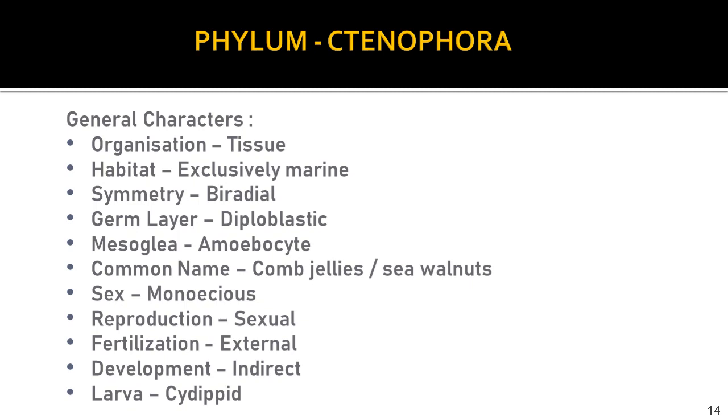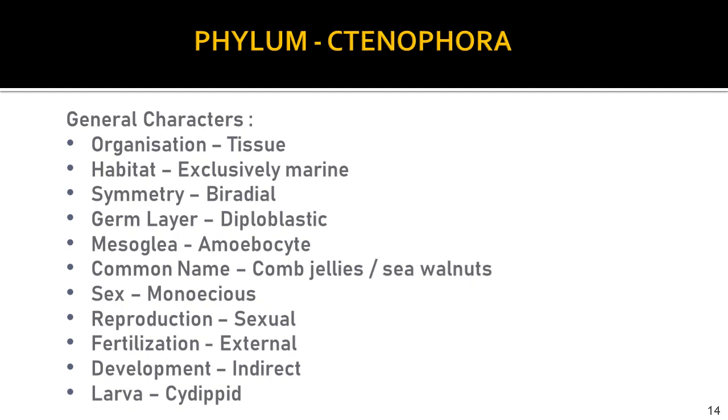Then reproduction is of the sexual type, meaning gametes will be produced, the male gamete and the female gamete. Okay. Then fertilization will be external. The male gametes and the female gametes will be released into the water and they will fuse in the water. That's why we say it is external fertilization.